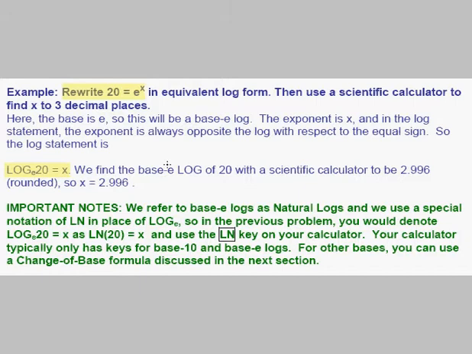Now we have log base e of 20 equals x. Well, we have a base e log key on our calculators. And the base e log key uses the notation ln usually for natural log. So to find that on your calculator, you either find the ln key and put in 20, or you hit 20 first on your calculator and then click the ln key. It depends on the type you have. In either case, your answer should be 2.996.